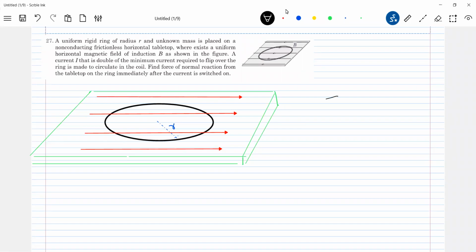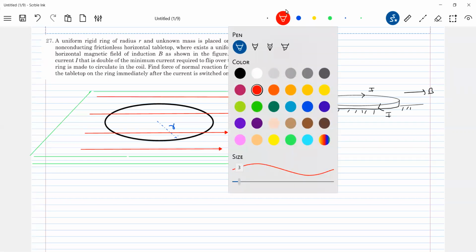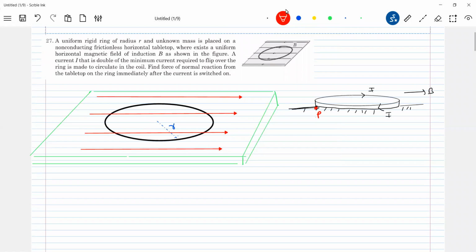So here is the ring, and B bar like this. Let I be the current flowing through this. So let me take point P, and it is kept on a surface. I'm just making the problem like this. Let me take this point P, which is very important for us. Now, how is the B bar now?